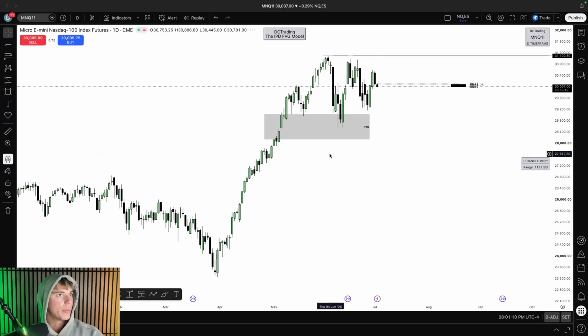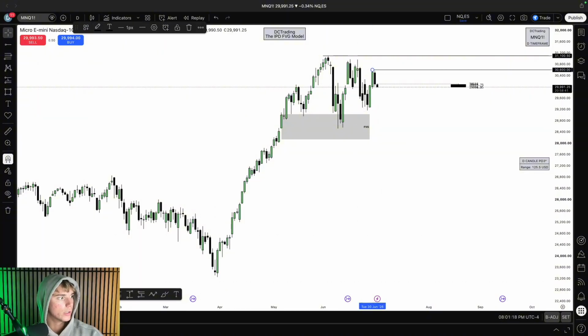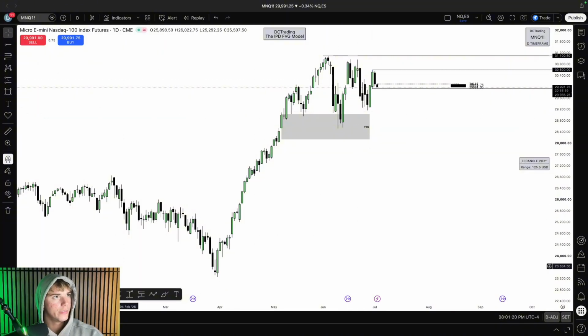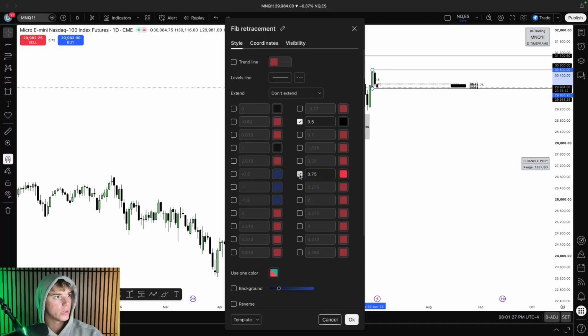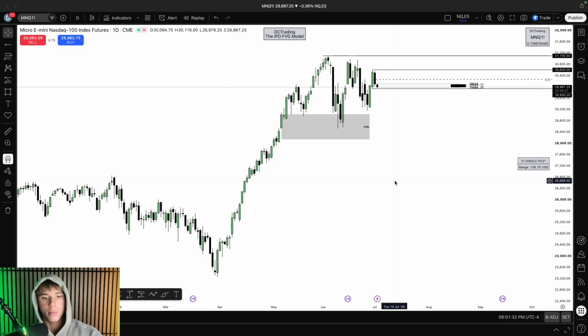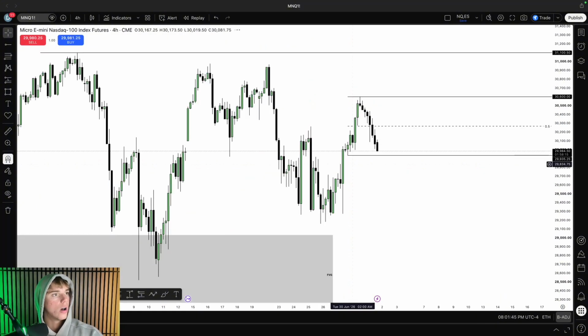Dropping down to the daily time frame, all I had marked out was previous day high, previous day low, and then previous day consequent encroachment. Why did I have previous day consequent encroachment? It's important because this is where high probability setups form. It forms around previous day consequent encroachment, so price can go towards previous day high or previous day low. That's all I really had marked out on the daily.